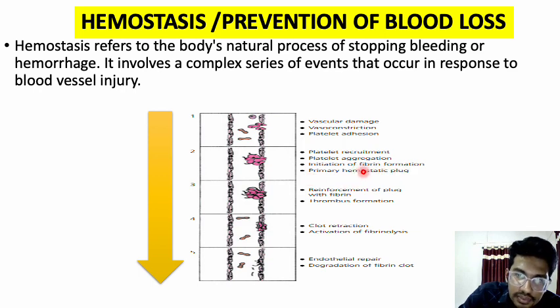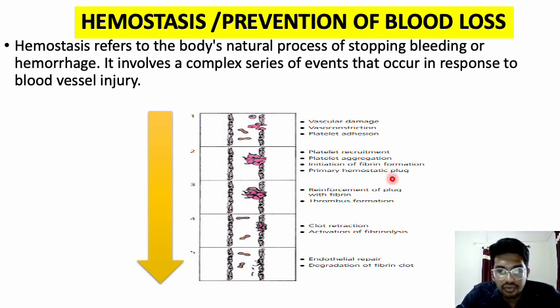Fibrin formation will be there, and a primary hemostatic plug will be formed. In the third figure there's a reinforcement of the plug with fibrin, and a thrombus will be formed. In the fourth figure the clot is getting retracted, which means the clot is becoming smaller, with activation of fibrinolysis, and finally there is an endothelial repair. The endothelium is basically the cells which make up the blood vessel. The endothelium gets repaired, and there is total degradation of the fibrin clot. In the upcoming slides, we will see in detail how this is happening.